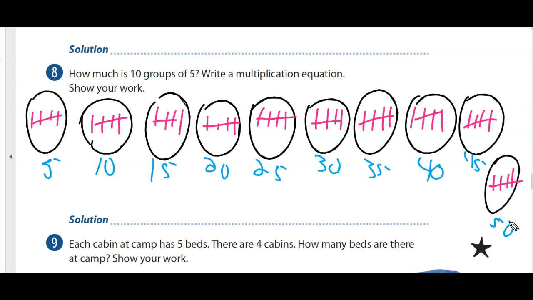So what would be my multiplication equation? 10 times 5, just in the order that's in the problem. 10 times 5, which is 50.